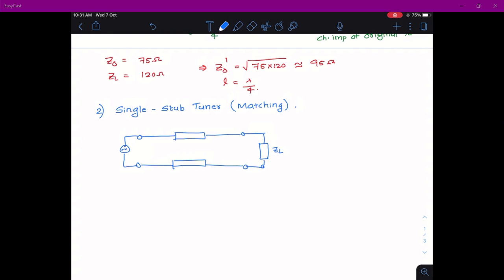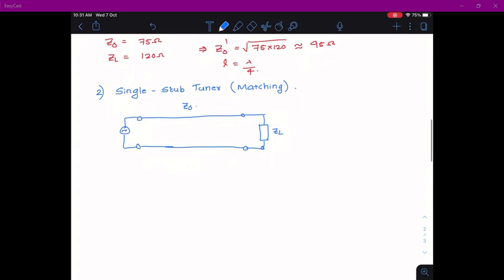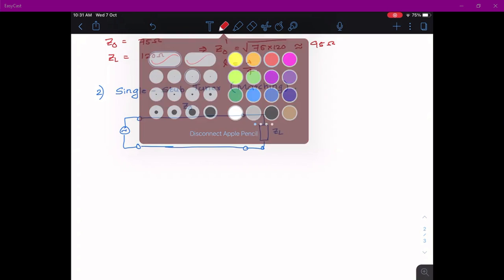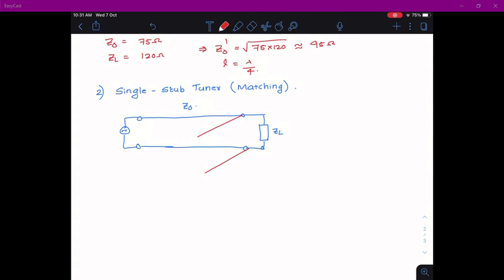Now let's say I want to match this load to the transmission line with characteristic impedance. What I will do is, at some point A in the transmission line, so basically this transmission line extends all the way. I am just drawing it as a single line instead of drawing it as a block line, so that the figure will not be messy. What I can do is connect a parallel transmission line like this, which has some kind of a load, and usually we connect a short circuited transmission line.